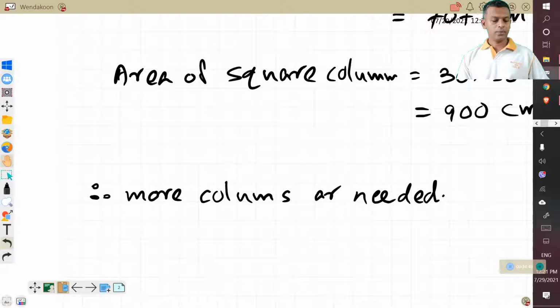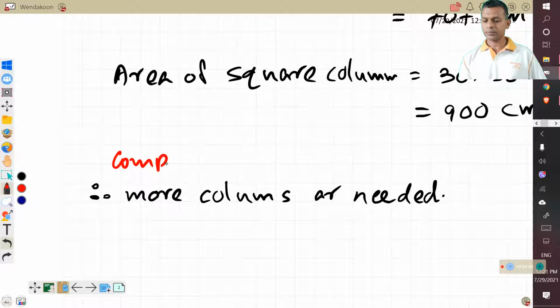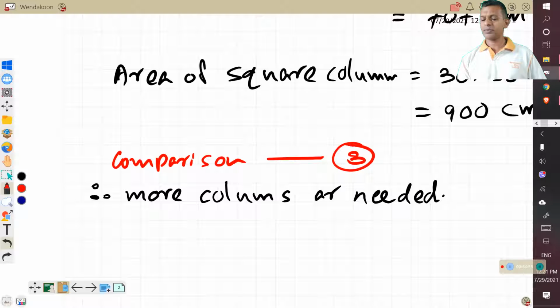Okay, then for marks, you have 3 marks for the comparison. That is the most important part in this problem. And for saying more columns are needed, 2 marks. Then you will have 30 marks for the entire question.